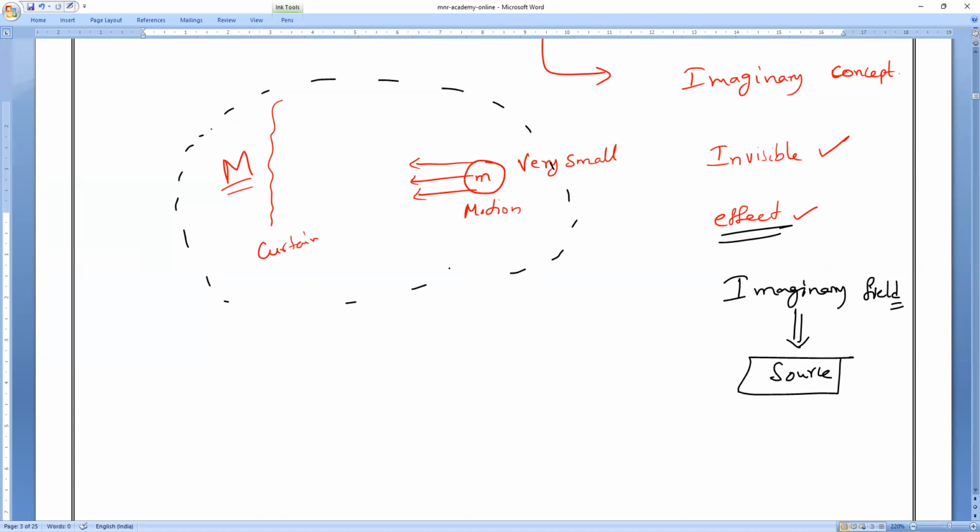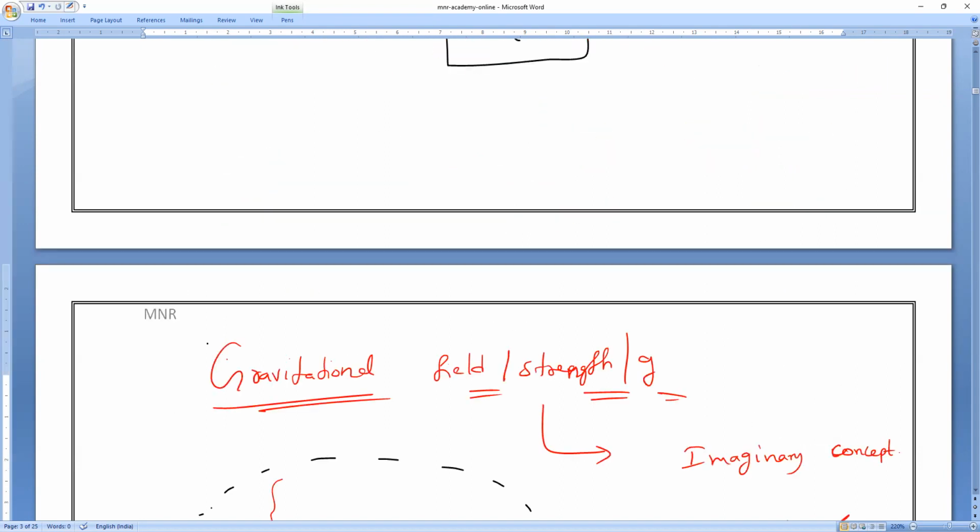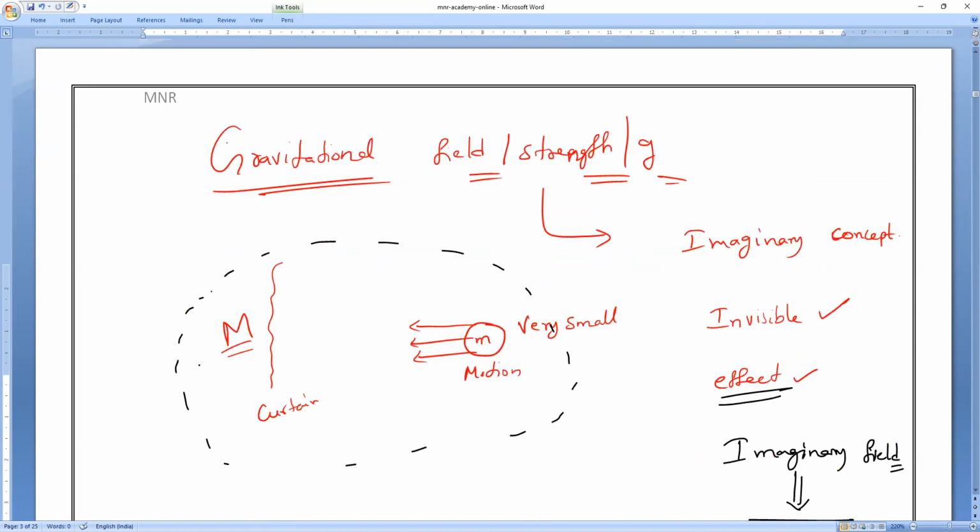This imaginary field exists because there is a source of attraction when any two bodies come into play. When any two bodies in the universe are considered, definitely there will be a force of attraction. So if you remember, gravitational field is nothing but a concept. We just have to imagine it, we have to feel that concept.